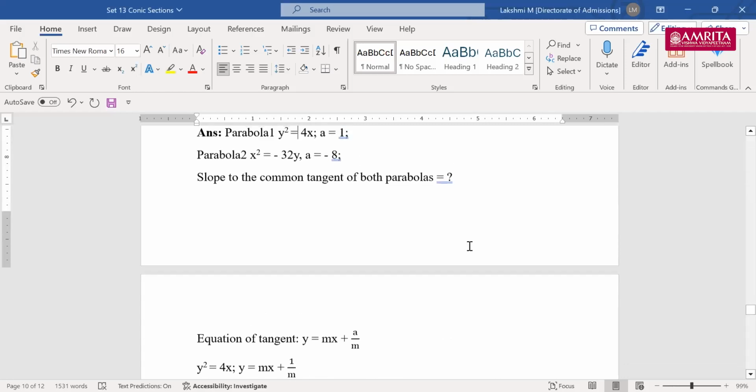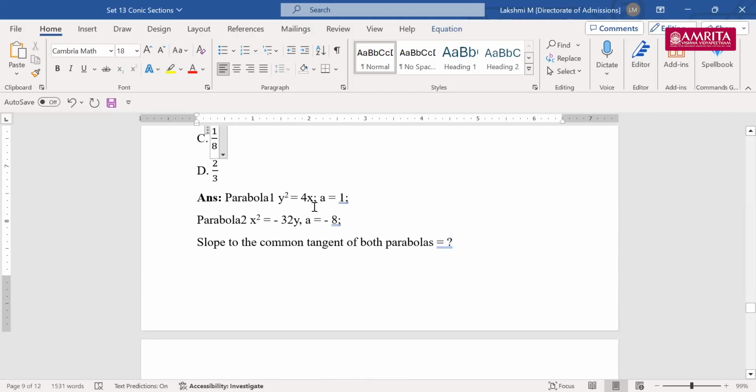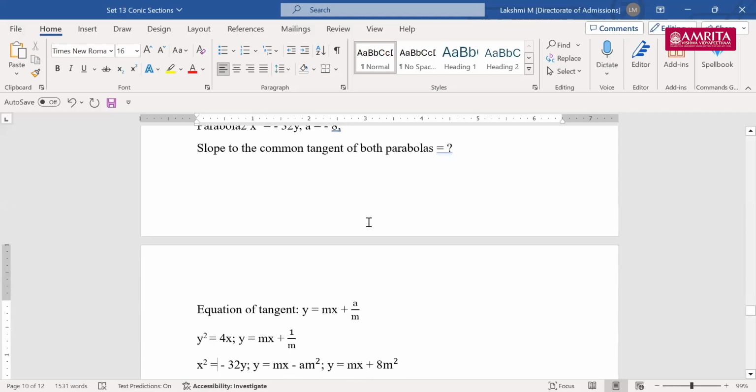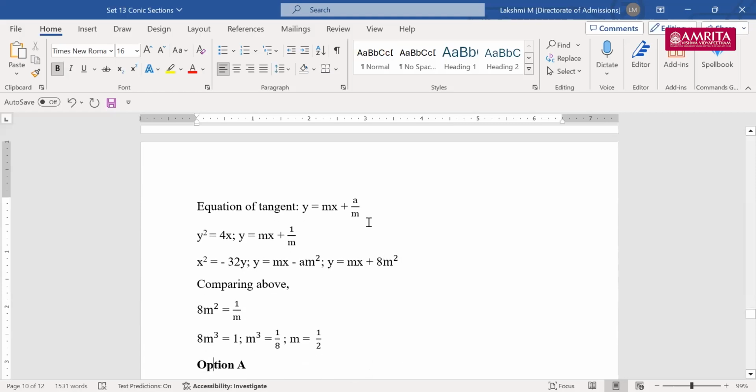So once we have both the equations, it's really easy. Here A is 1, here it is minus 8. So I have both of them. Now I need to find out the slope of the common tangent of both of them. I hope you remember these two equations. First one is in y square and second one is in x square. And you have the equation y is equal to mx plus a by m and y is equal to mx minus am square. So you could substitute it here. Mx plus 1 by m, and here it is actually 8 by m. I think it's minus 8, so it becomes plus 8. Yes, it's minus 8.